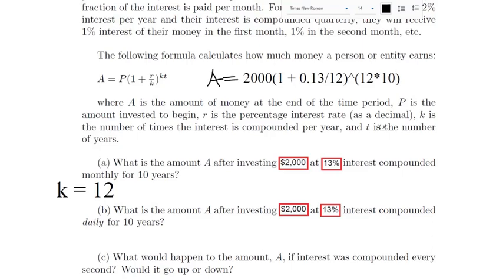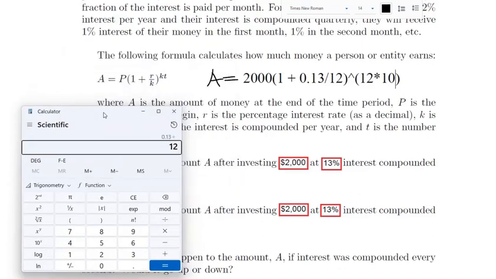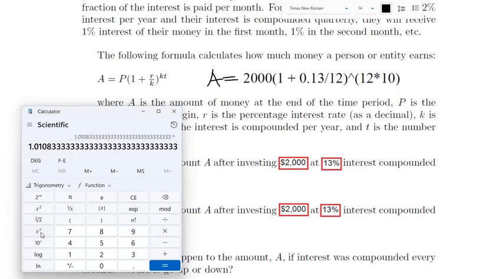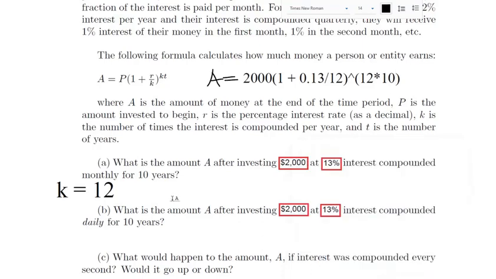If you don't have one, you can go to desmos.com/scientific. But I can do it with this calculator right here. 0.13 divided by 12. I'm doing the parentheses first. And then the exponent is 120. So I'm going to raise that to the power of 120. Then times 2,000. So the amount you'll have is $7,287.47 after this time period.